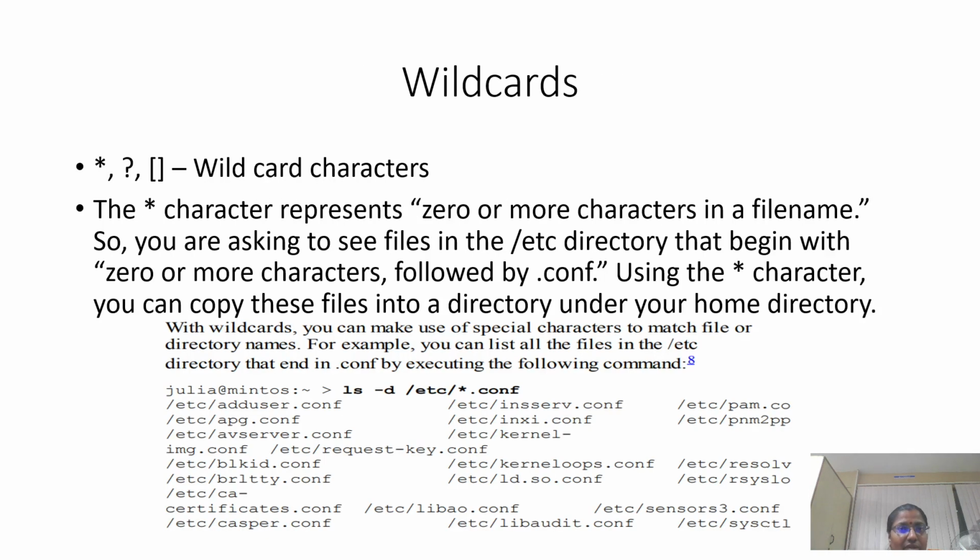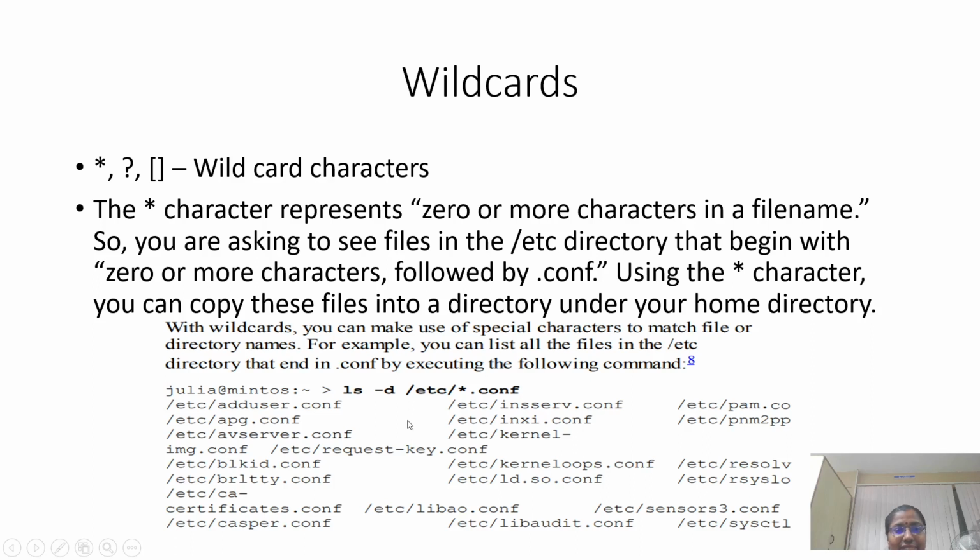So now coming to wildcard characters. Basically there are three characters: the star, the question mark, and the square brackets. The star character represents zero or more characters in your file name. So when you ask to see the files in the /etc directory that begin with zero or more characters followed by .conf, using the star character, you can copy these files into a directory under your home directory.